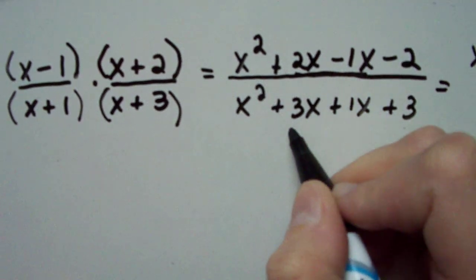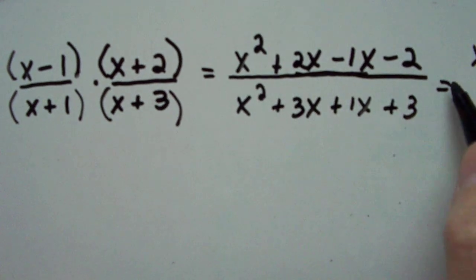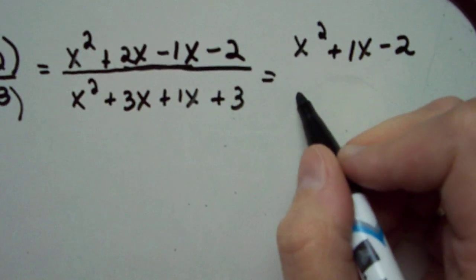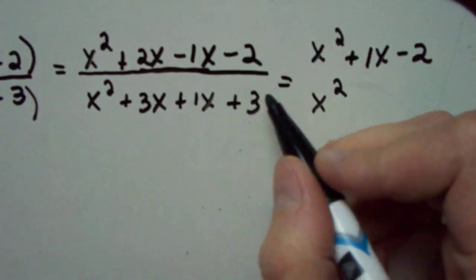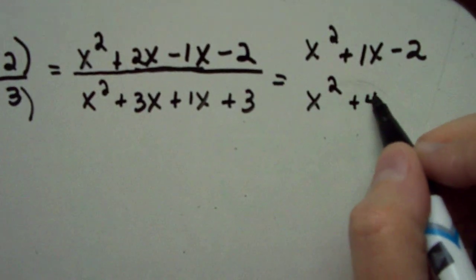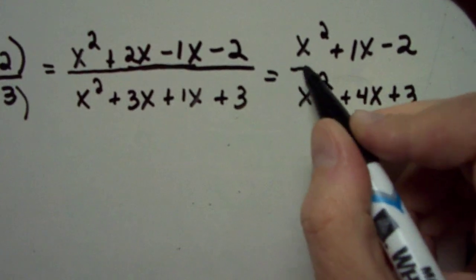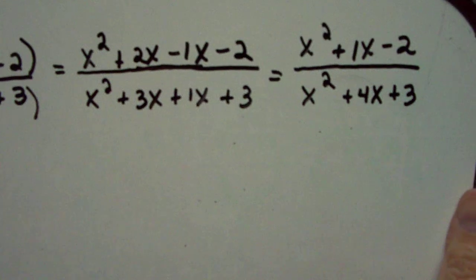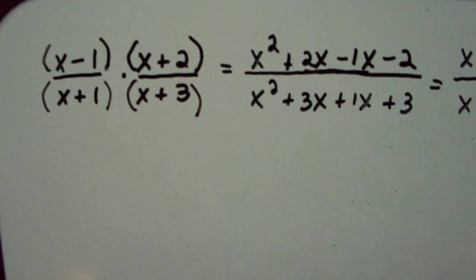Let's add our like terms. So we're going to have x squared, and here's our like terms: 3x plus 1x is 4x, and 3. That's all there is to this work. You just FOIL it and move on.